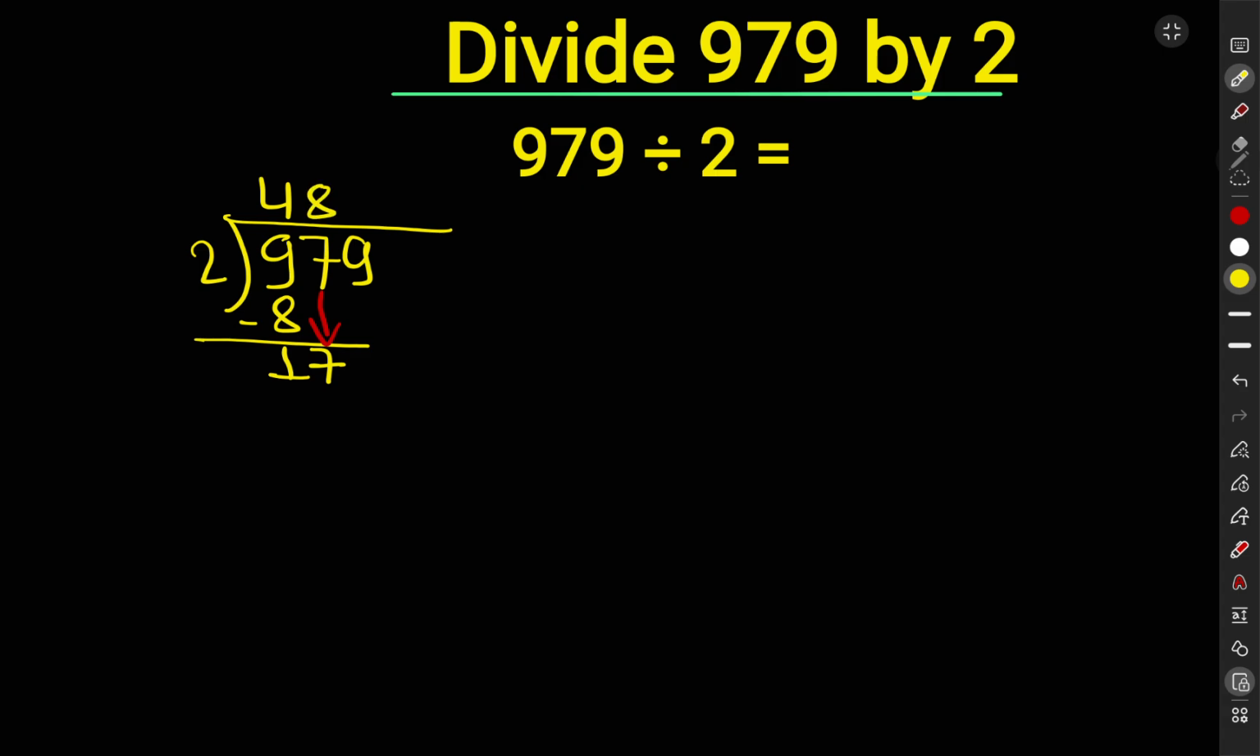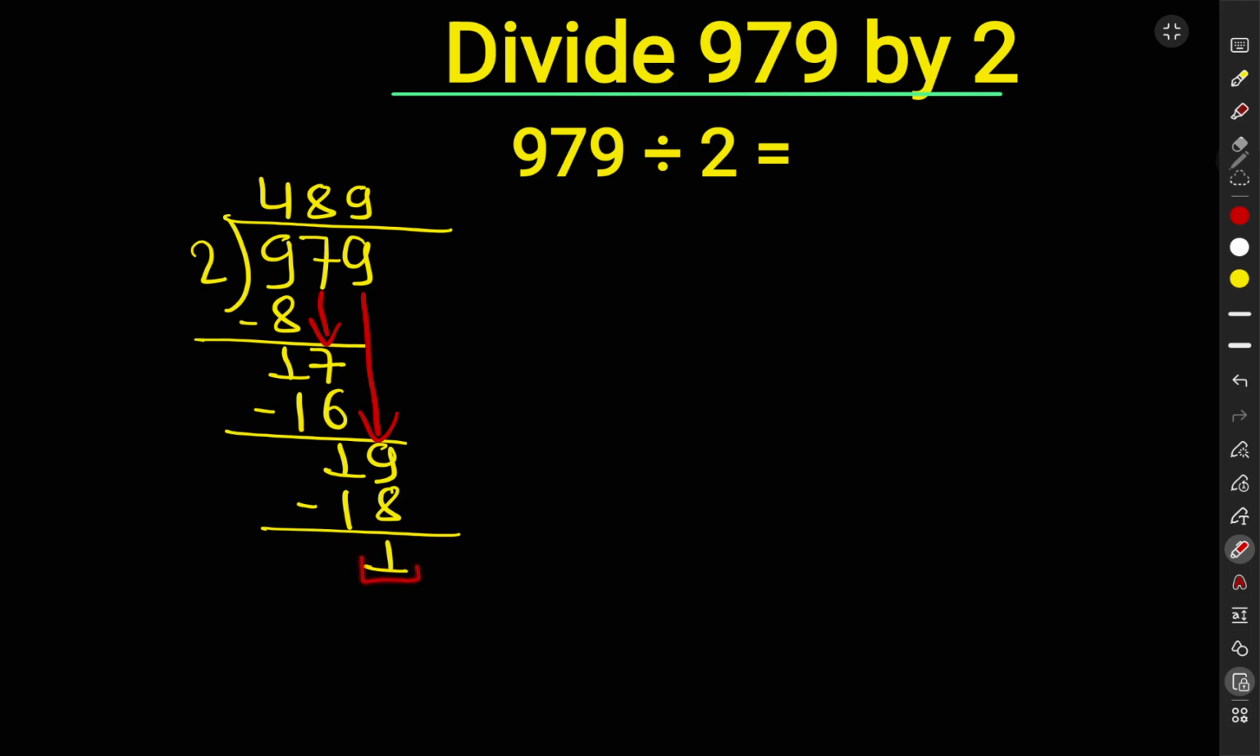So 2 times 8 is 16. On subtracting we get 1. So again we put down this 9 and it is 19. So 2 times 9 is 18. On subtracting we get 1.